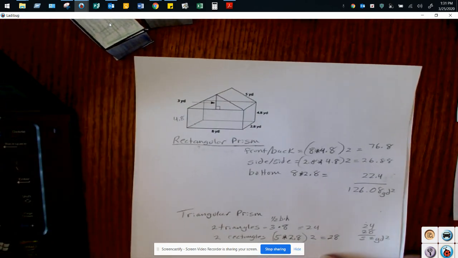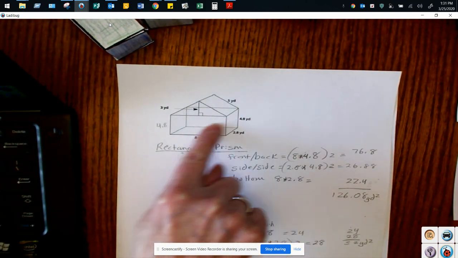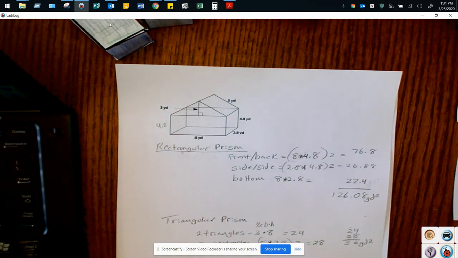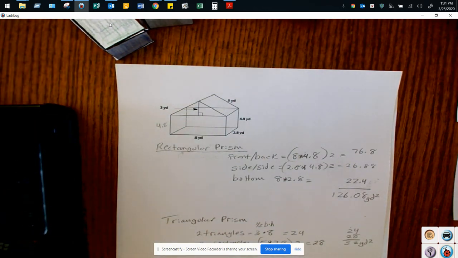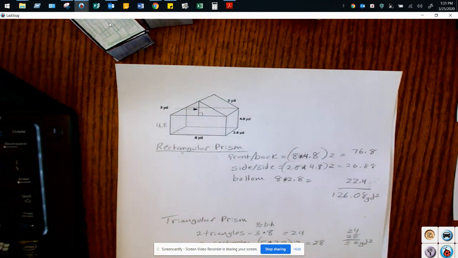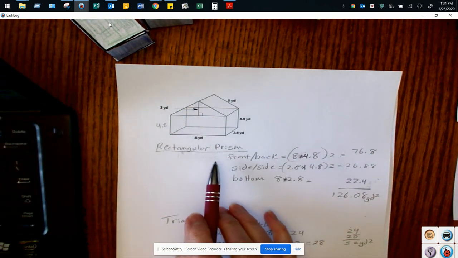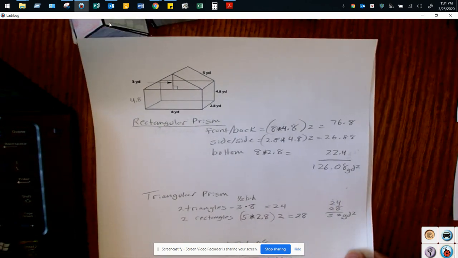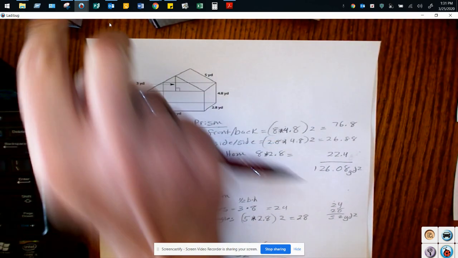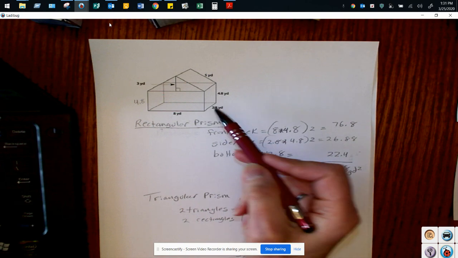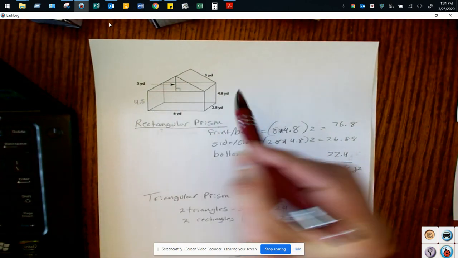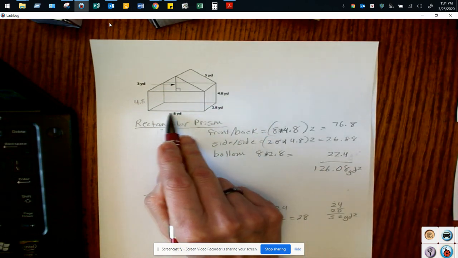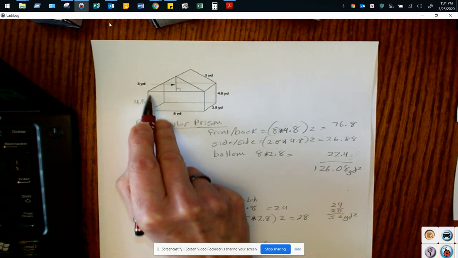Pretty exciting. I've got a rectangular prism, and then on top of it, I've got a triangular prism. So I've got really two pieces I've got to figure out. So I'm going to start with the rectangular prism, and I'm going to label everything that I'm doing just to keep track of all of these different sides and all of the work I need to do. So first of all, I've got the front side, that's this side, and then the back side here of the rectangular prism. So that's 8 by 4.8.